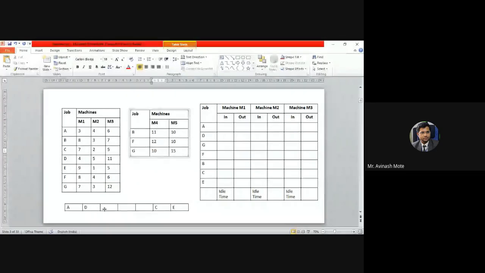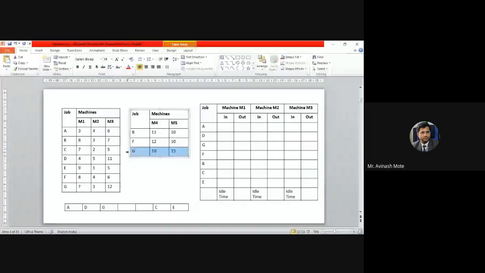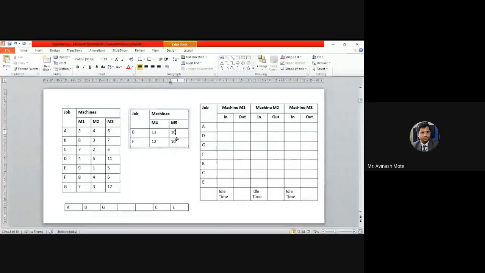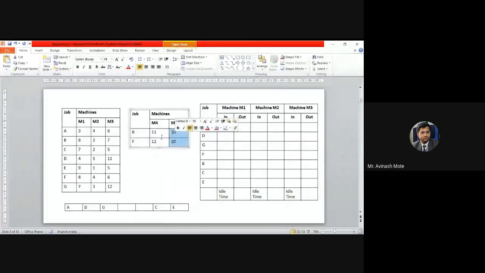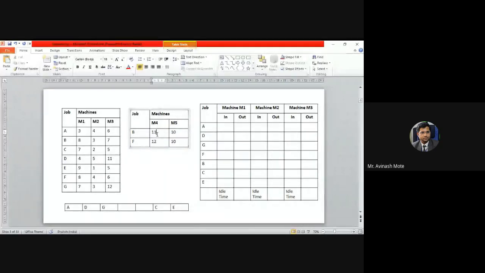So let's take the first reference first. G. G will come at this side. Delete the row. Now 10, 10. Both the numbers are same. Out of that, second smallest number is 11. So which will come? No. Look here. See, this B and F we are going to place at right side. Because small number is in this, but now in first column, where is the small? Here is the small. B is the small. So B will be taken first.